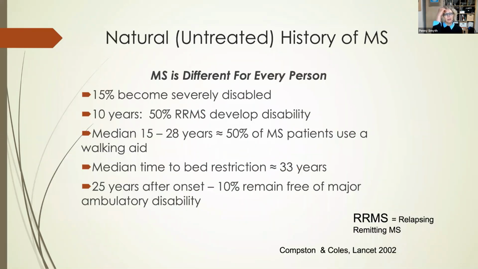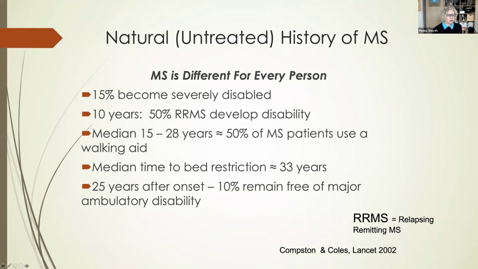So as I said before, MS is different for each person. And overall, about 15% of people will tend to become severely disabled. You notice these are old references that I'm using. But that's where most of the natural history data has come from, because we have now tried to change natural history a little bit with our disease-modifying therapies.